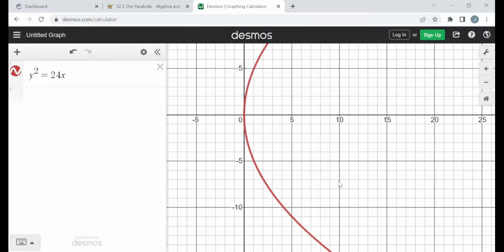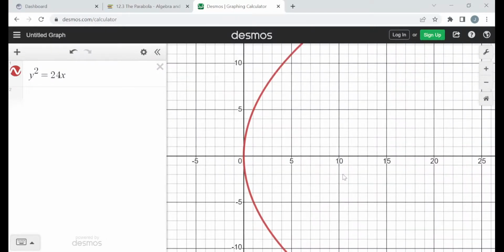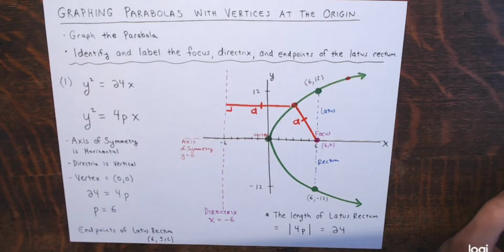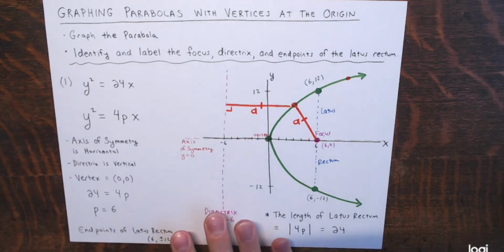So it looks like this parabola is the one I drew. If you have the vertex and a point on either side of the axis of symmetry that are correct, then the parabola you drew is more than likely correct. All right, so great. And this is basically what I'm going to be doing for the rest of the examples. Pretty similar stuff.